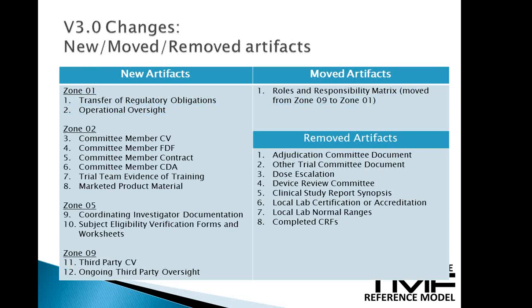So here's an interesting summary of the new, moved, and removed artifacts. So the net number here isn't too high, but there's a decent amount of changes here. You can see Zone 2, the committee artifacts certainly are new in terms of being more specific about the committee items. But you can also see in Zone 5 we've added something for coordinating investigators, and in Zone 9 we showed that earlier, some of the new third-party artifacts. And you can see that one artifact has been moved zones, and then we've had several artifacts removed, and again, a lot of those related to those committee artifacts in Zone 1 that were there before.